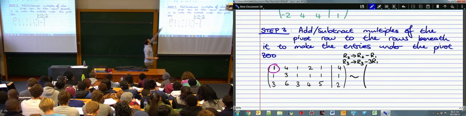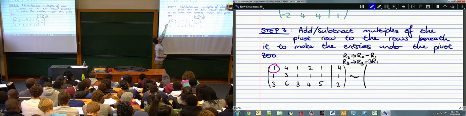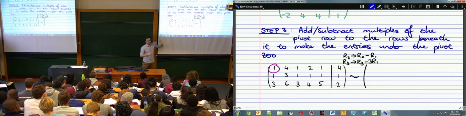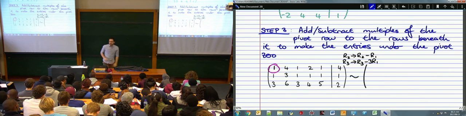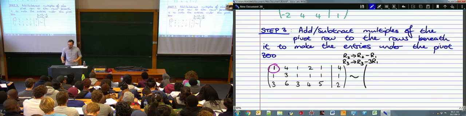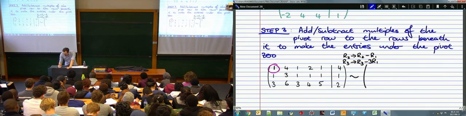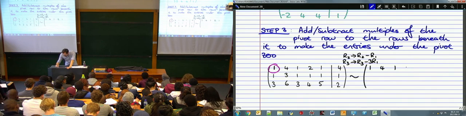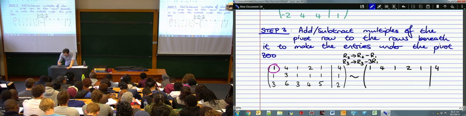This is what I was saying a little earlier: these calculations become trickier if the pivot hasn't been scaled to 1. If this, for example, was 7, then you'd have to subtract 1/7 or 3/7 of the row. So it's easier to do the scaling to 1, and then the calculation proceeds reasonably smoothly. The first row stays unchanged: 1, 4, 1, 2, 1, 4.